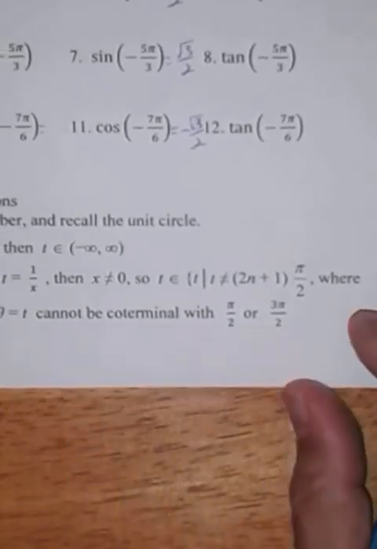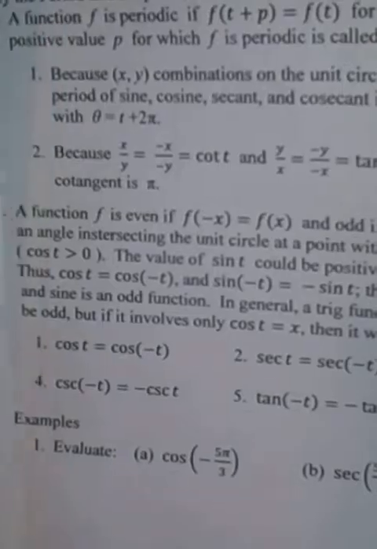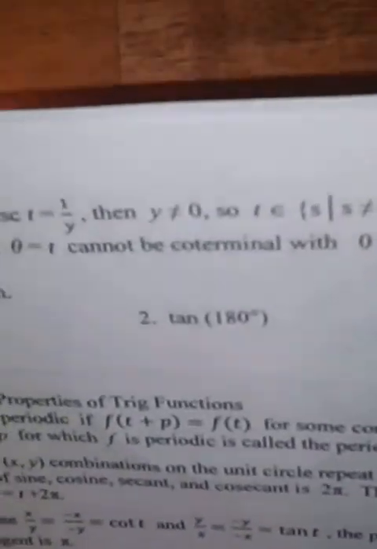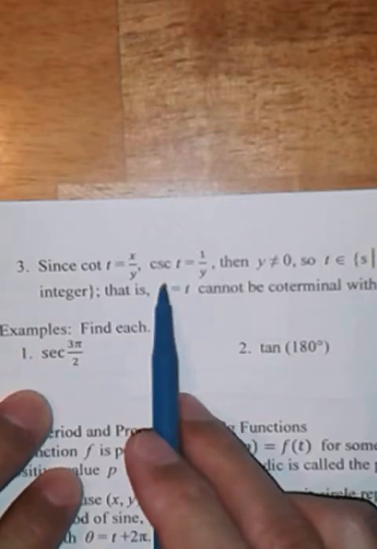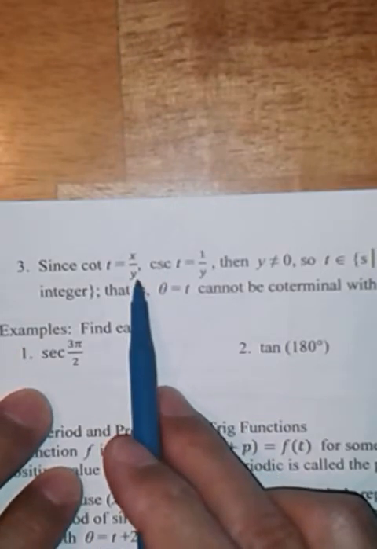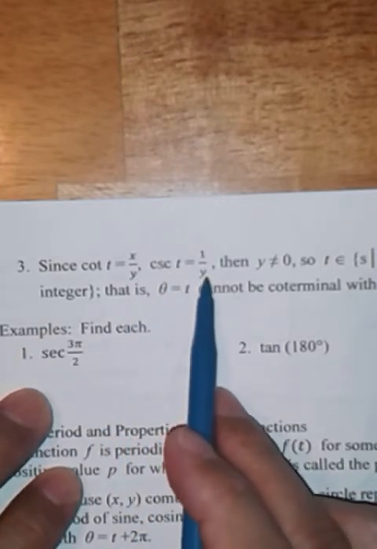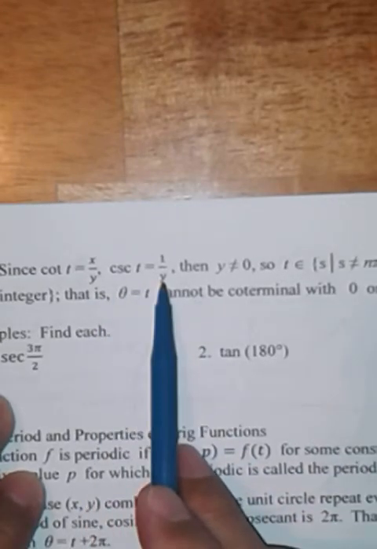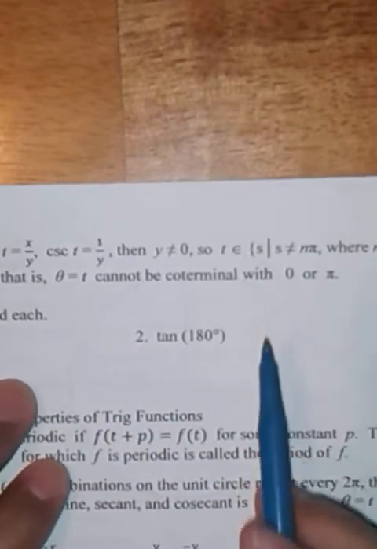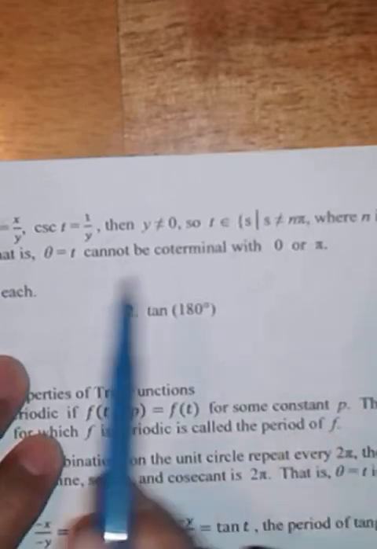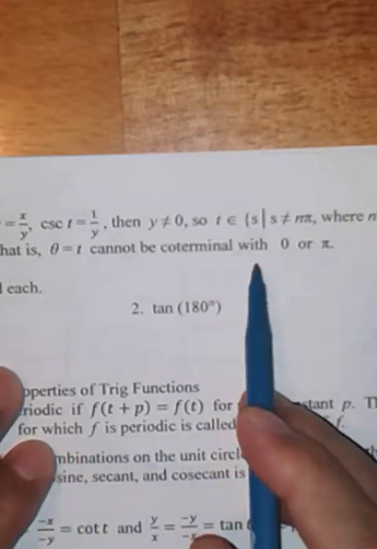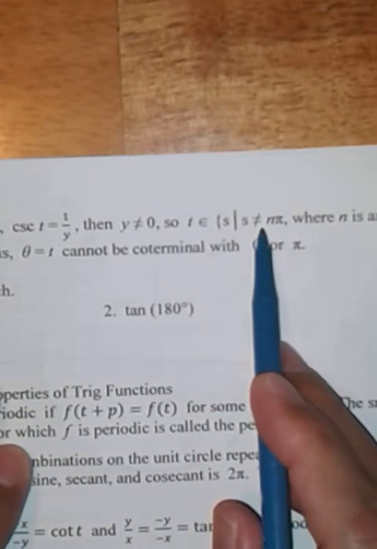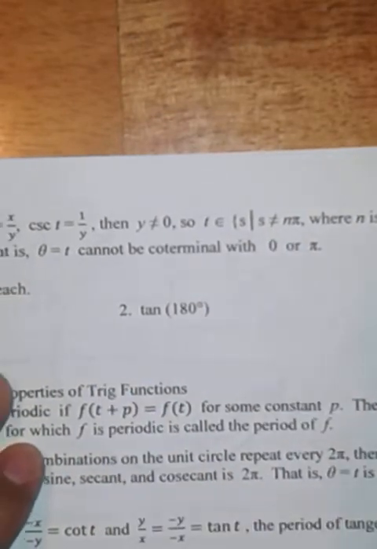All right. Let's go on to the domain of cotangent and cosecant. Cotangent t is x over y. Cosecant is the reciprocal of sine. So they both are over y, which means y cannot be 0, and that will happen on the x-axis, at 0 and pi and 2 pi and 3 pi. So you cannot have multiples of pi. That is, it's undefined at multiples of pi.